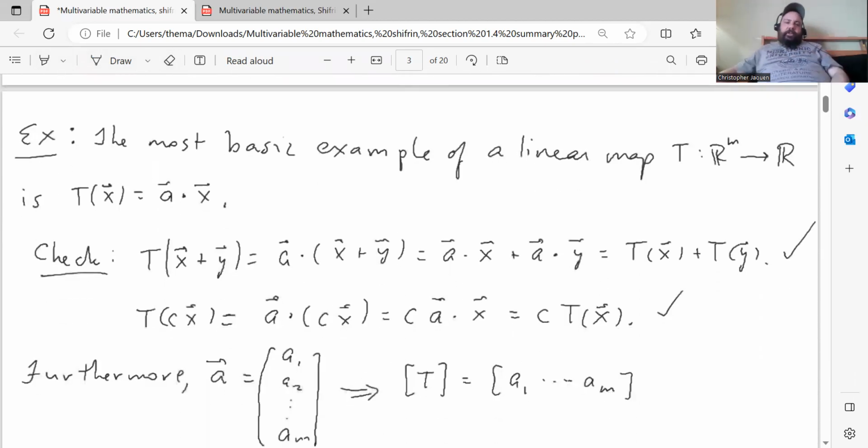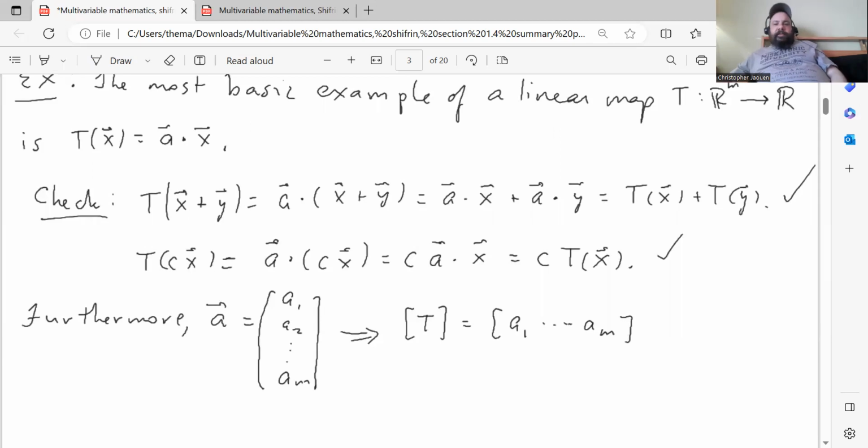Now he goes through some examples of linear maps. The most basic example of a linear map T from Rm to R is T of x equals a dot product with x. Here a is some fixed vector in Rm, and if you evaluate the map T at the vector x, you just take the dot product of x with that fixed vector a. We can show that it's linear by showing that it satisfies the two conditions, which is what I'm doing here.